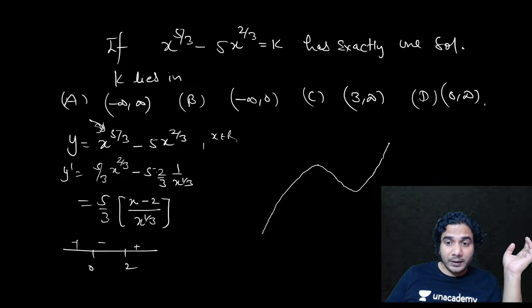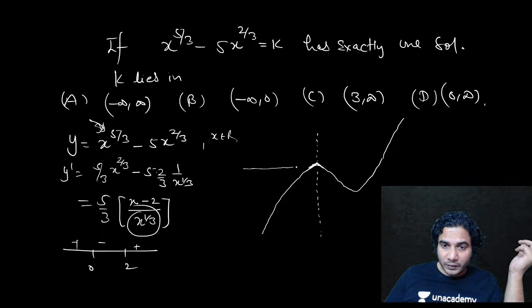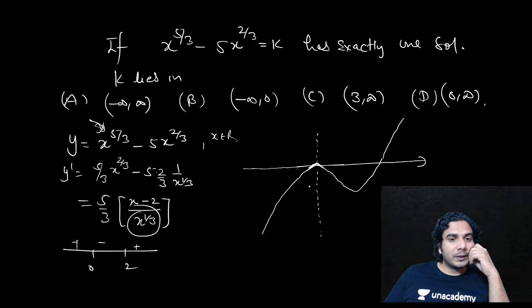Okay, it might not be differentiable at these points. At 0 it is not differentiable, you can see, right? At 0 it is not differentiable. So at this point there will be some corner, sharp corner or something. Okay, so I'm not interested in that exact graph. I just want to see what it should be. At 0 you can see y is 0. Okay, so graph is like this. Now you are equating it with k.